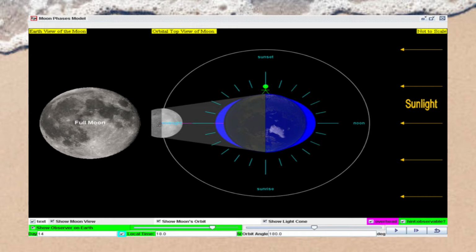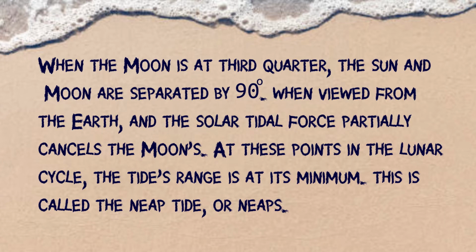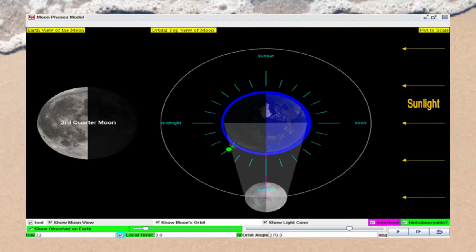The sun and the moon is at 270 degrees. So it's almost completely around, but not fully around, almost. Okay? Remember, one complete cycle is 360 degrees, but for the nip tide, the sun and the moon is at 270 degrees. When the moon is at third quarter, the sun and the moon are separated by 90 degrees when viewed from the earth, and the solar tidal force partially cancels the moon's. At this point in the lunar cycle, the tide's range is at its minimum, and this is called a nip tide or nips. Then we have the final spring tide, the third quarter moon.